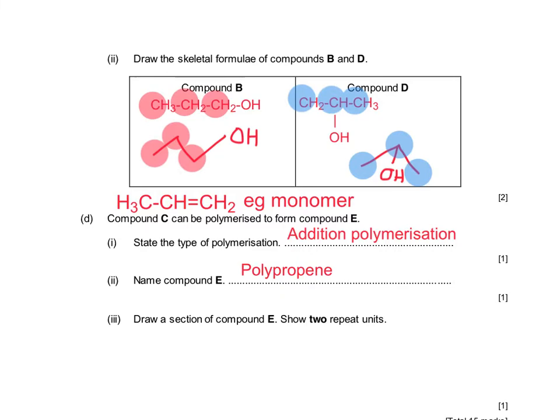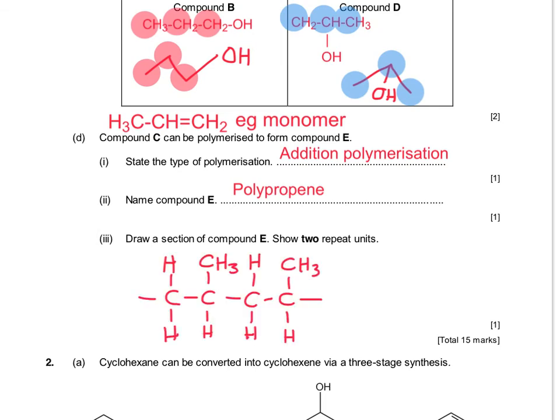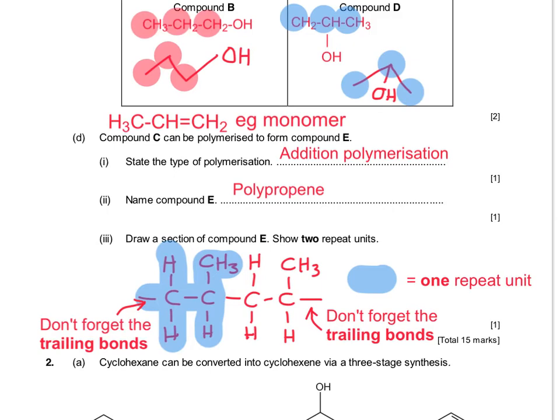So if I move the page down, it asks us to draw a section of compound E showing 2 repeat units. So how would we identify one repeat unit out of those 2, just so you know that you're doing 2 of the same thing? The blue shaded area will be 1 repeat unit. The main thing to remember is to not forget the trailing bonds. That's essential. If you don't have the trailing bonds in there, you won't get the marks at all for this.